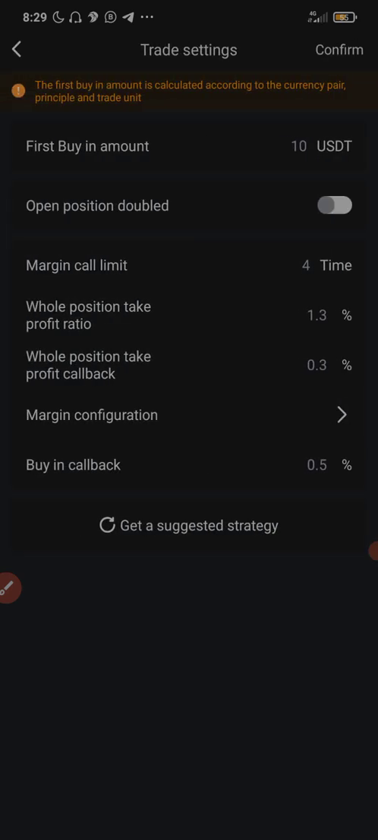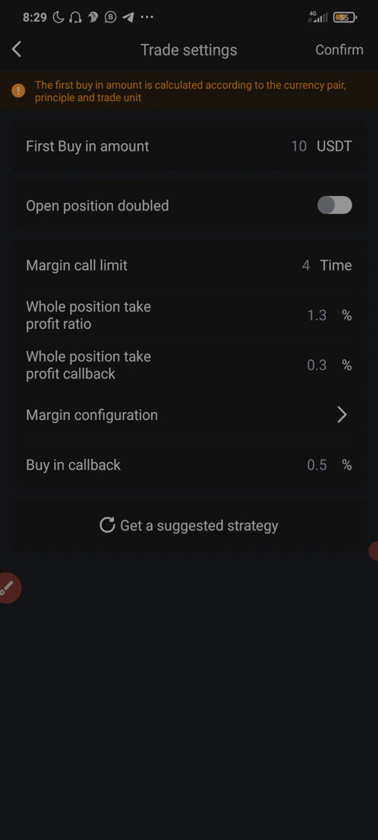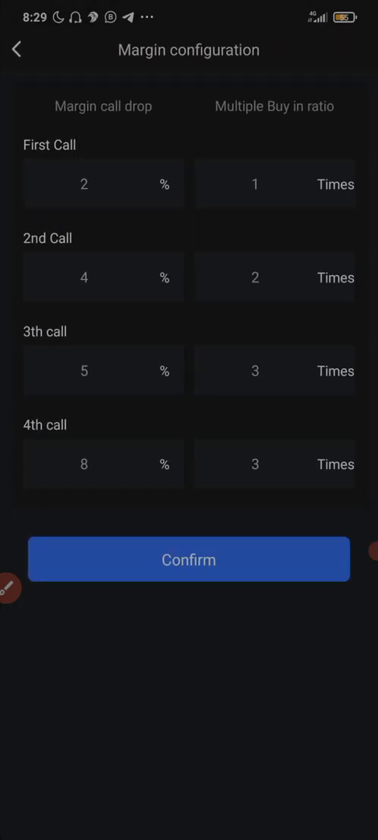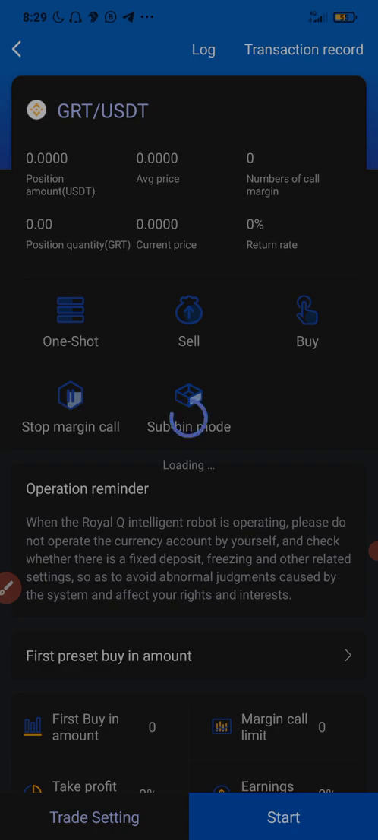Then I'll still go back and check the margin configuration again. Yeah, it's correct. So always make sure you confirm that the margin configuration is not scattered. So confirm at the top, then you go back and start the bot. So now I'm going to click on start.